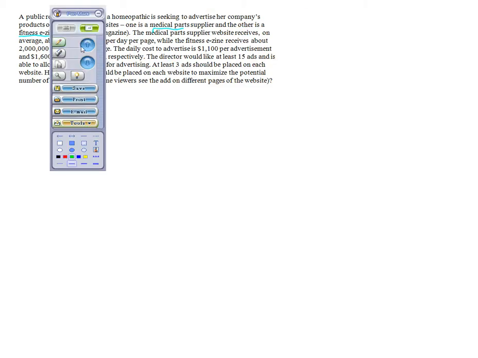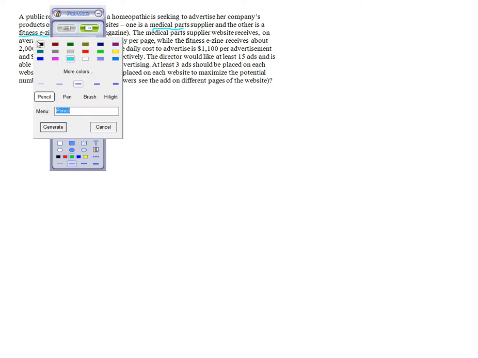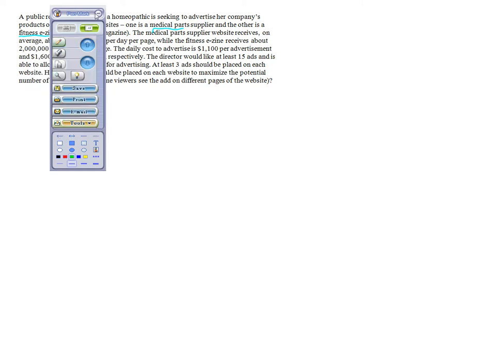In this problem, we're looking at the number of advertisements that should be made on each of two websites. The two websites that we have, one of them is a medical parts supplier and the other is a fitness e-zine, which is basically a web magazine. So we'll define our variables first.